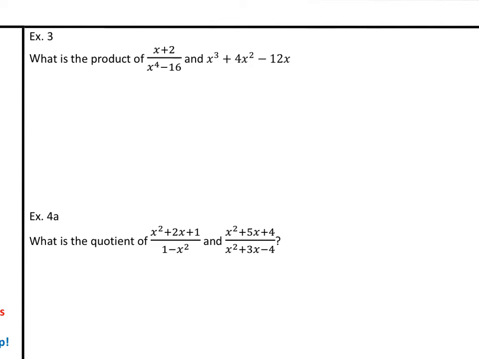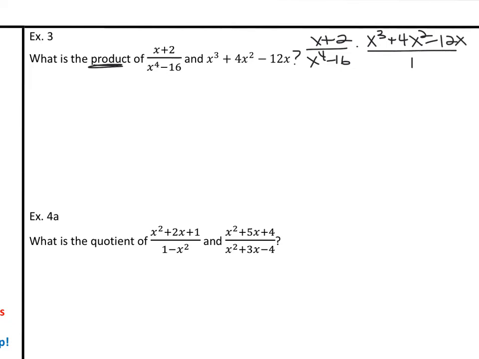What is the product of x plus 2 over x to the 4th minus 16 and x cubed plus 4x squared minus 12x? There should be a question mark after that. All right, to set this one up, let's go ahead and make sure that we're totally in fraction form. Our first fraction obviously is totally fine, so we're good to go there. x to the 4th minus 16. So the product means we're multiplying. We'll put a little dot in the middle. Since x cubed plus 4x squared minus 12x isn't in fraction form, that simply means that it would be over 1.